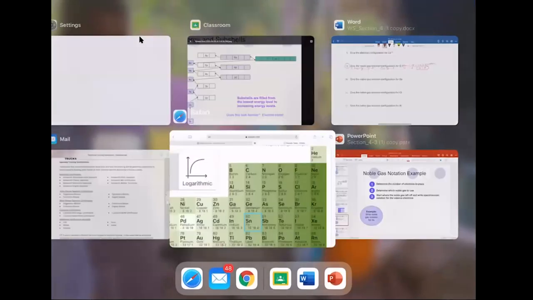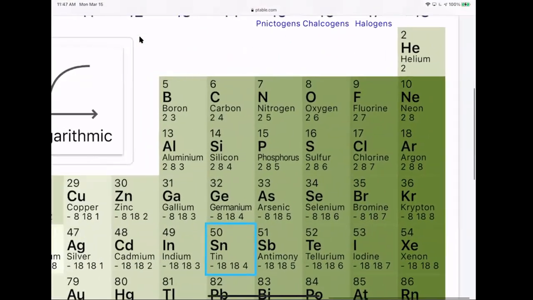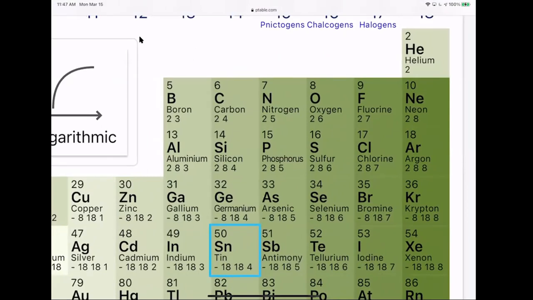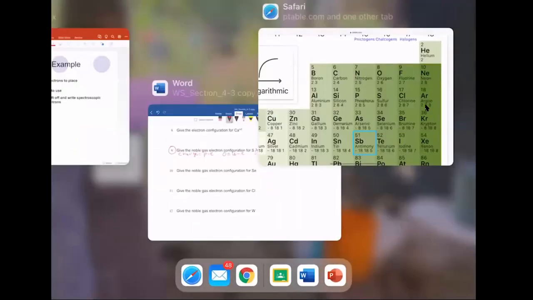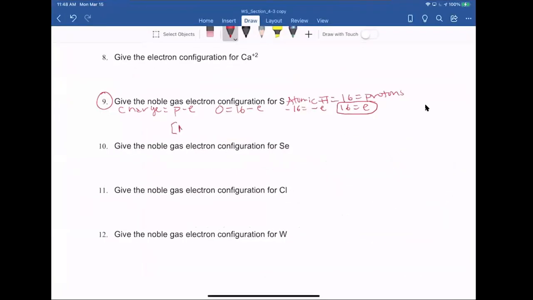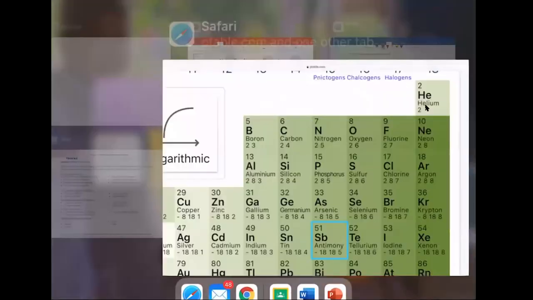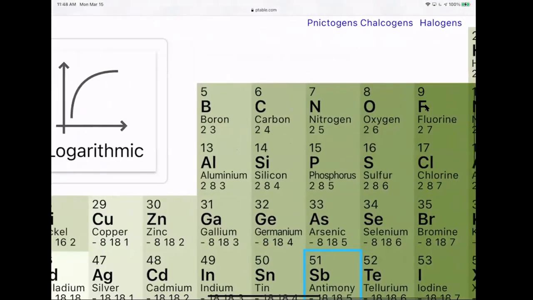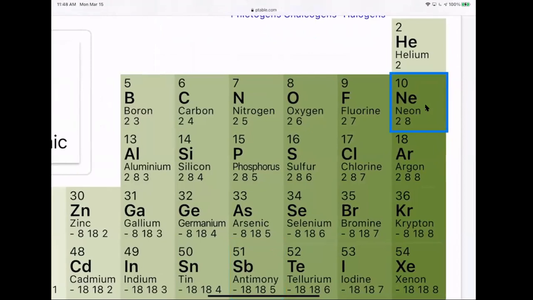So again, we go back to our periodic table. What noble gas is closest to 16 but doesn't surpass 16? Neon, exactly. Neon would be the correct answer because neon has 10, argon has 18. Argon surpasses it, so it would be neon. And neon's atomic number is 10.